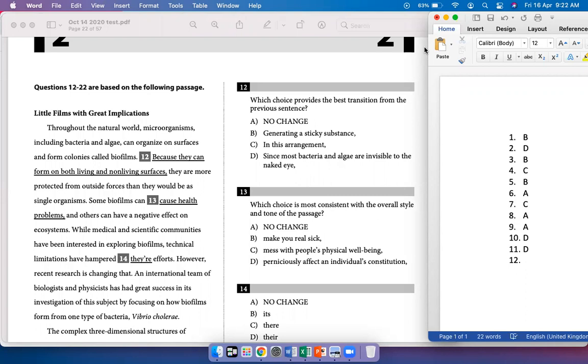Throughout the natural world, microorganisms, including bacteria and algae, can organize on surfaces and form colonies called biofilms. Because they can form on both living and non-living surfaces, they are more protected from outside forces than they would be as single organisms. Which choice provides the best transition? Generating a sticky substance in this arrangement, since most bacteria and algae are invisible to the naked eye.